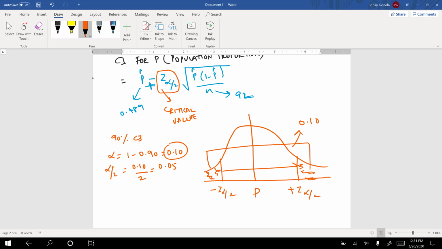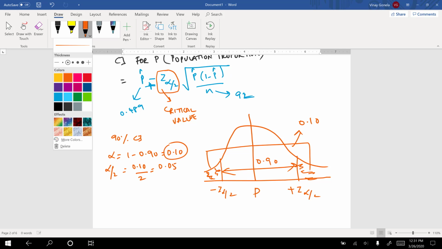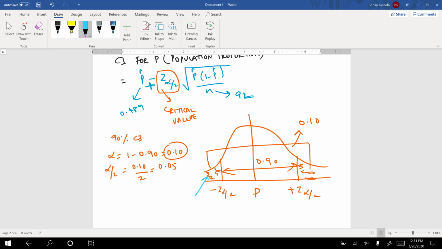So actually this area is 0.90, and then these two together is 0.10. So this area is 0.05, and this area here maybe will be 0.05. And as you know, this is the probability, so we can look at the z table and calculate our z value.